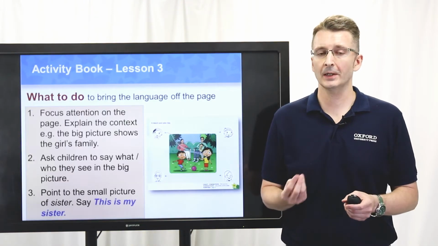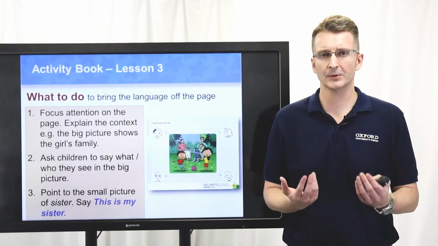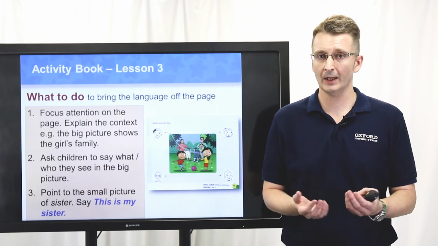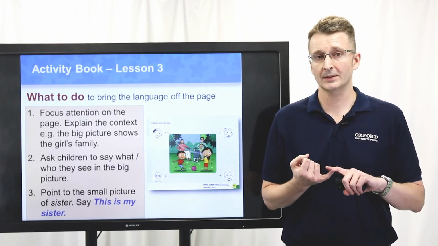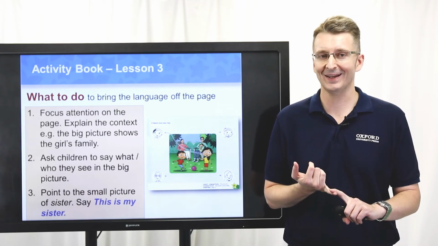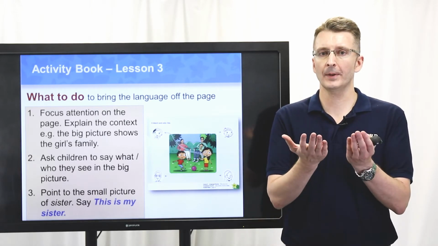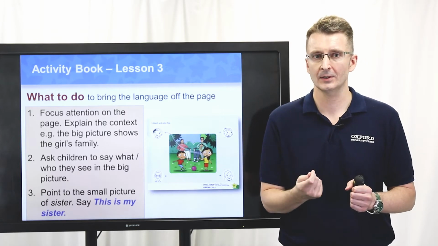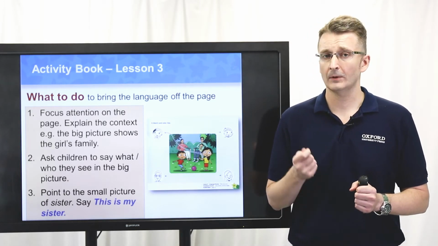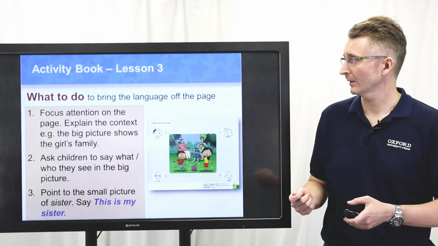The activity book's pictures and activities are designed to prompt students to say the new language structure. In this unit, it's this is my mommy, this is my daddy, and so on. So what can the teacher do to bring this language off the page and get students to practice it? So here's what you would do for our example lesson.